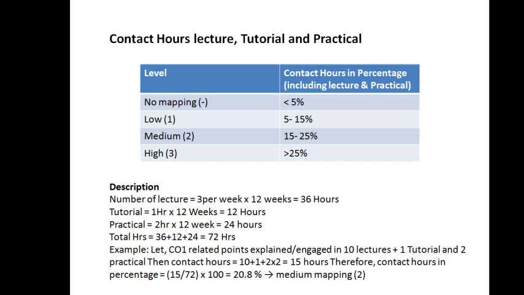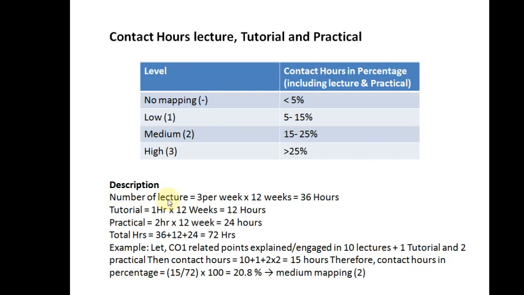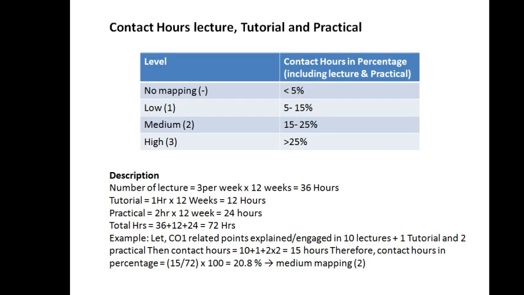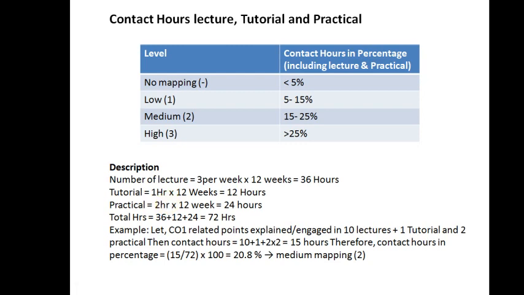The first one is contact hours: lecture, tutorial and practical. Here we have to give some levels, which means no mapping, low level, medium level, high level. How can we say this is no mapping, low, medium or high? There is some description at the bottom. For a particular course, the number of lecture hours is 3 and you have to complete in 12 weeks, so finally 36 hours of lectures. You have one tutorial class every week, so 1 hour into 12 weeks is equal to 12 hours. And practical is 2 hours each and every week, so finally it gives 24 hours. Here the 12 weeks means the course is completed in 12 weeks.